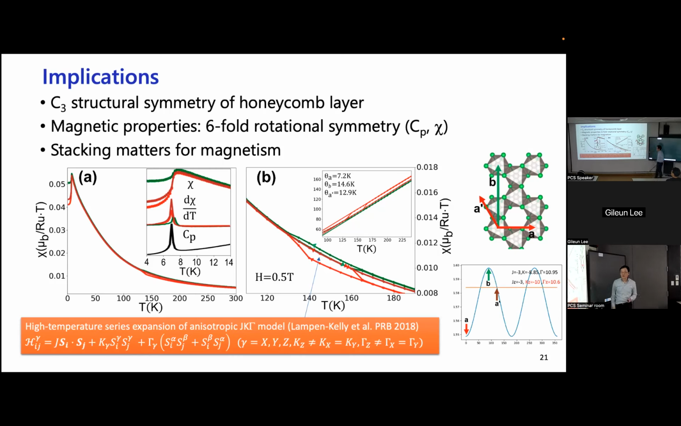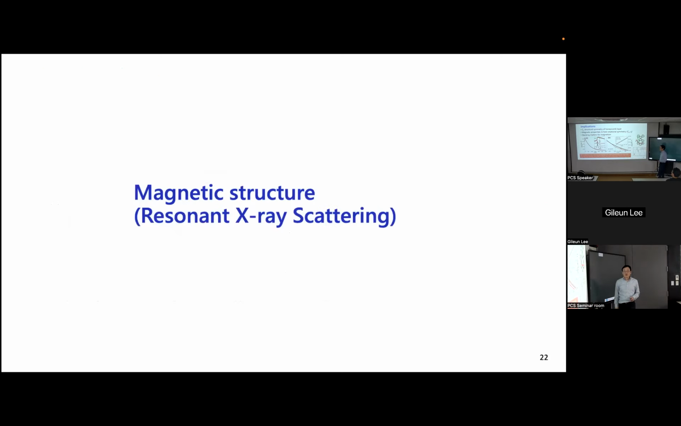You can quantitatively describe these changes using a so-called anisotropic JKΓ model, using just high-temperature series expansion. I'll come back to this model, which is the main and interesting model that a lot of people are using. So that's basically the story about the structure. The main take-home message is that there is a structural phase transition that screws things up. You have to be lucky to find a twin-free sample, and using that sample, you can find out what's really happening in this material. Otherwise, it'll be very difficult to find that out.